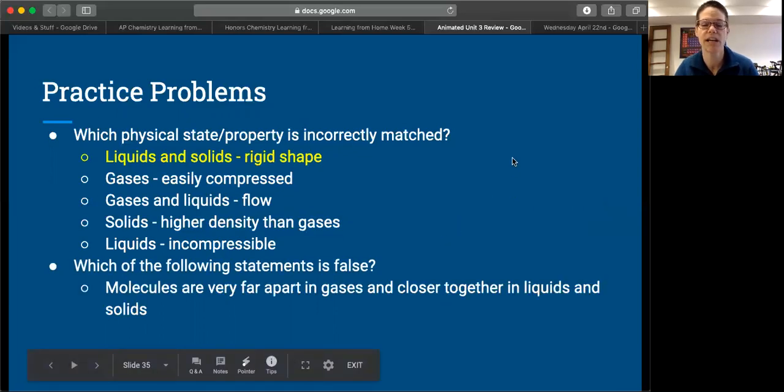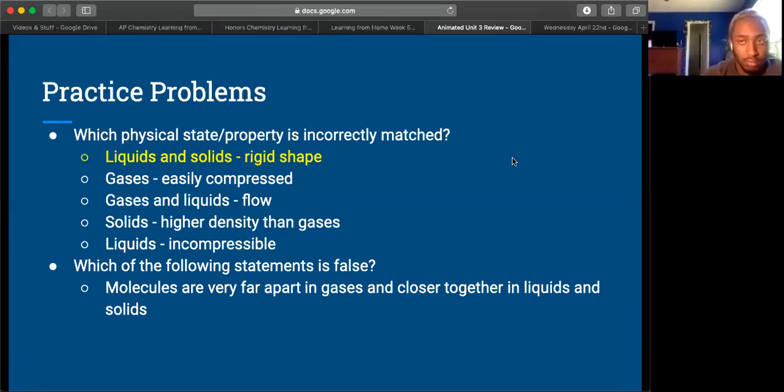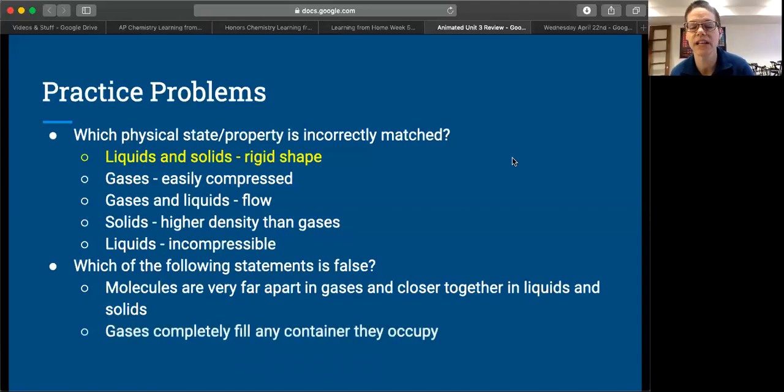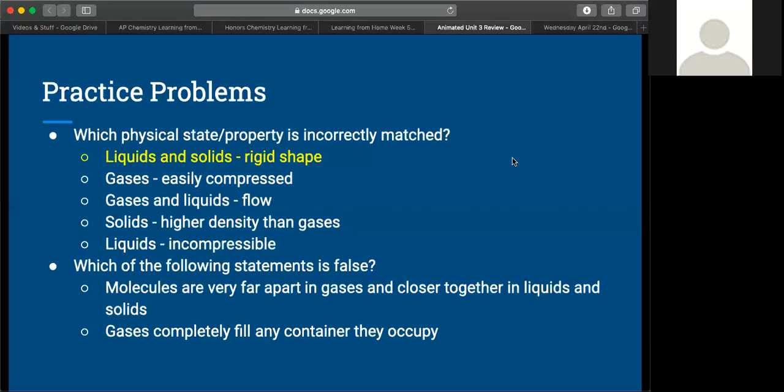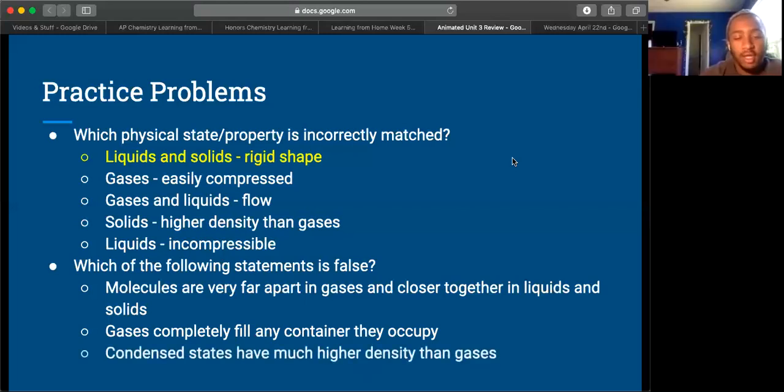Which of the following statements is false? Molecules are very far apart in gases and closer together in liquids and solids. True or false? True. Gases completely fill any container they occupy. True. Don't they also spread out evenly?